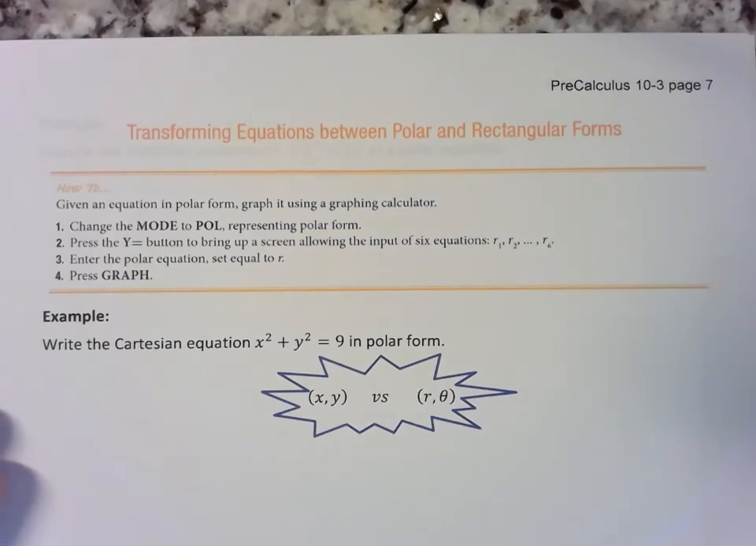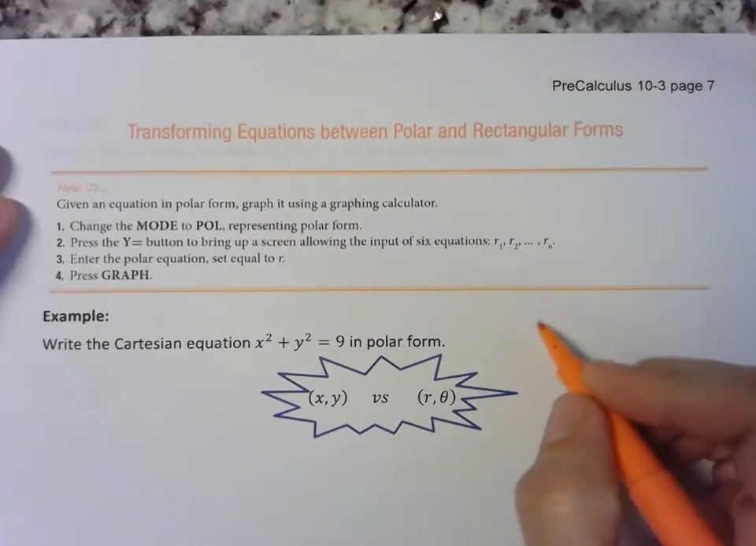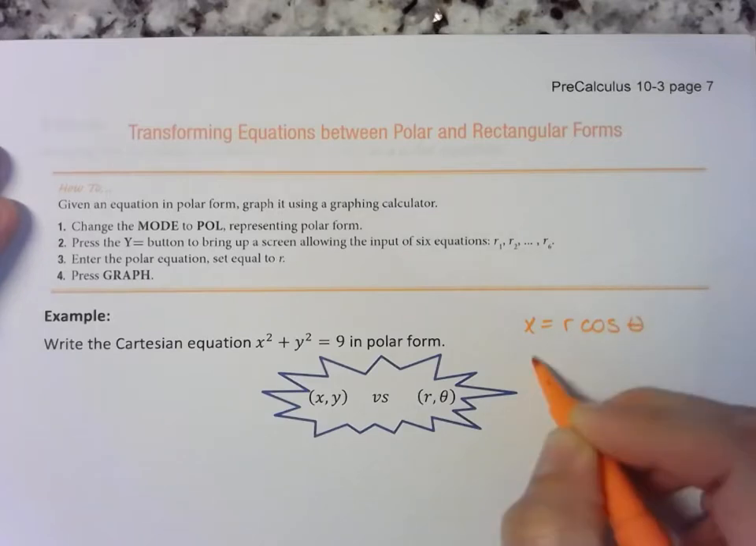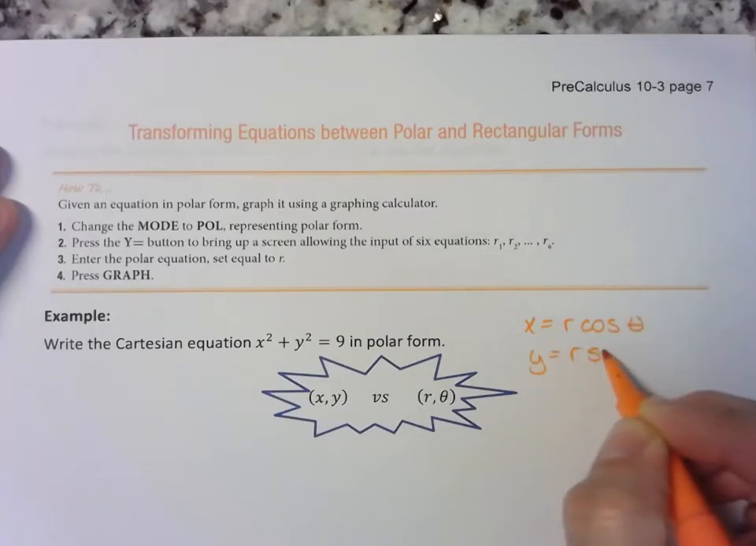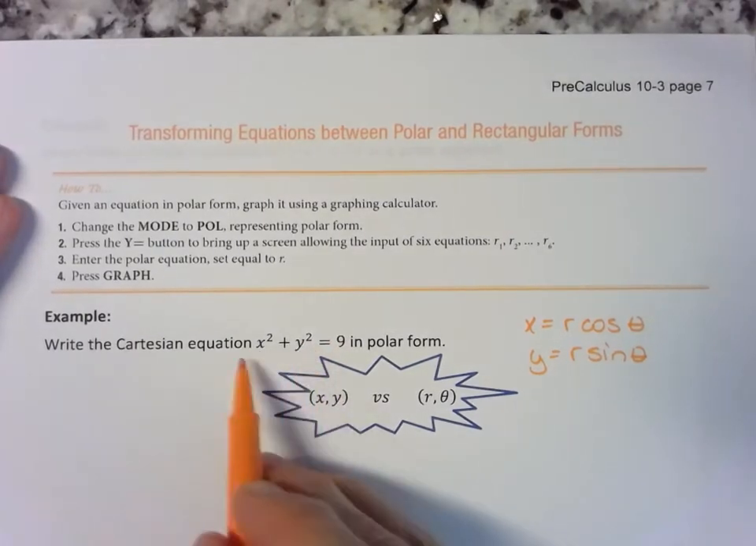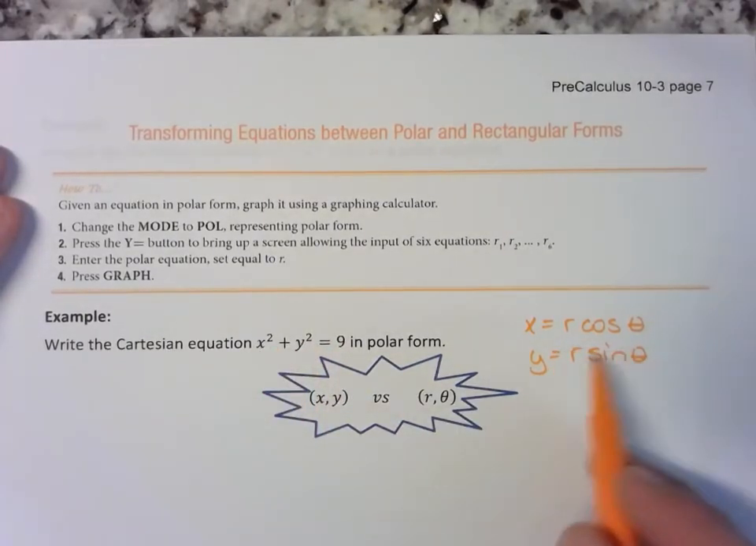Write the Cartesian equation x squared plus y squared equals 9 in polar form. Well, what you have to remember are those two little formulas. X is r cosine theta and y is r sine theta. And what you want to do is switch out the x's and the y's for the r's and the thetas.